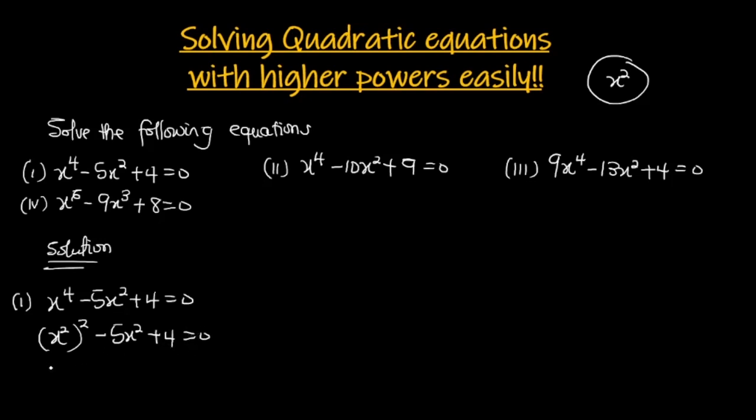Now from here we say let y be equal to x squared. So it means wherever we see x squared, let's put y over there. So this whole equation becomes y. From here we substitute y in place of x squared, so we have y, then this power 2 will come here, then minus 5, the x squared becomes y, plus 4 is equal to 0.